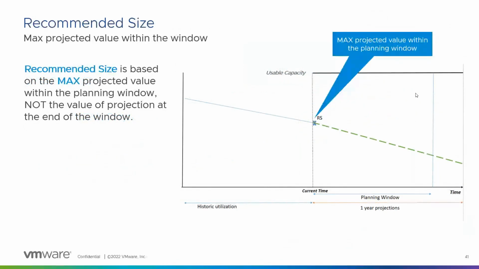It's important to know that with the recommended size, it's not just looking at the end of that projection range. So for virtual machines, it's not just saying this is what it will be 60 days in the future. It's actually looking at the peak within that range. The peak could be at the beginning of that window, it could be in the middle, it could be at the end. It really depends on how the workload is going and how it changes throughout that projection window. So just understand that it's actually the peak within that planning window, and it could be anywhere within that window.